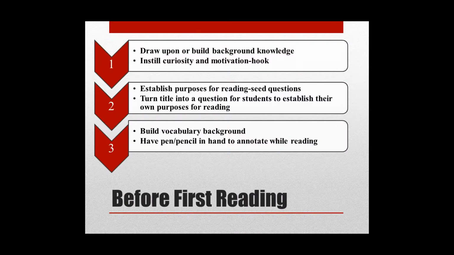The text should be read at least 3 times for a deep understanding. Before the first reading, you should frame the lesson by drawing upon background knowledge. Instill curiosity to hook the students and motivate them. Establish purposes for reading through essential questions. Teach students to set their own purposes by turning the title into a question and helping them always look for text structure. Build their vocabulary background and ensure that they annotate and record their thoughts by having a pencil in hand as they read.